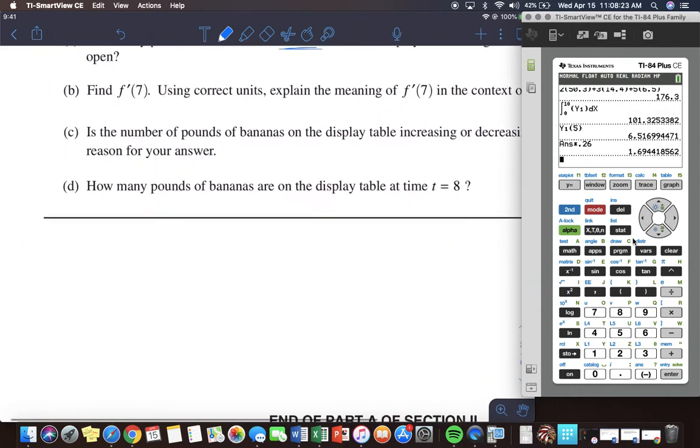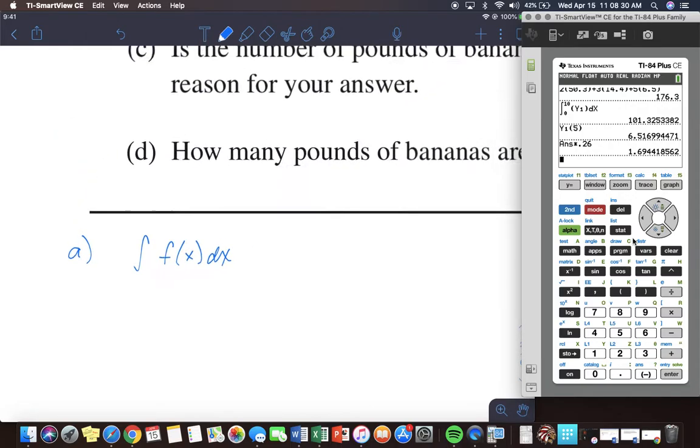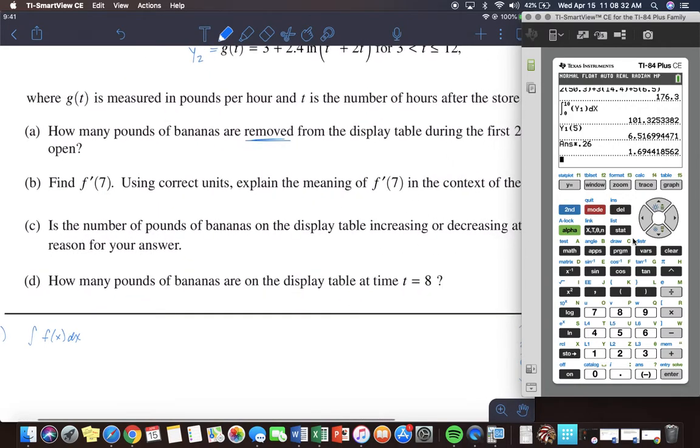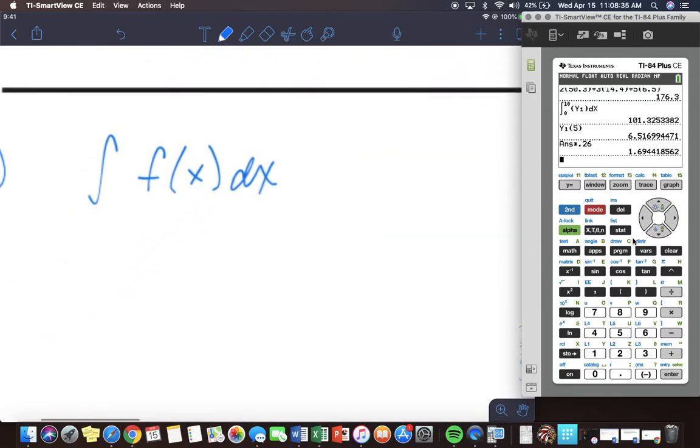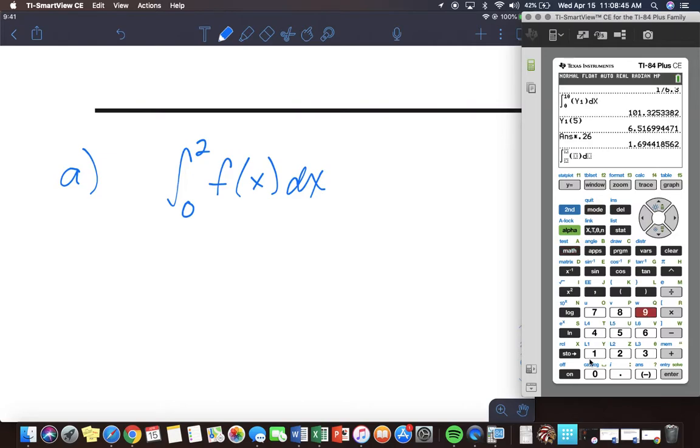Okay, so how many pounds of bananas removed? If I want to figure out how many total pounds of bananas are removed, I'm going to take the integral of my removal function. Okay, and in part A it says during the first 2 hours the store is open, so the first 2 hours would be from 0 to 2. So what we're going to do is go math 9, 0 to 2, and then the y1 function, and then dx. So 20.051.